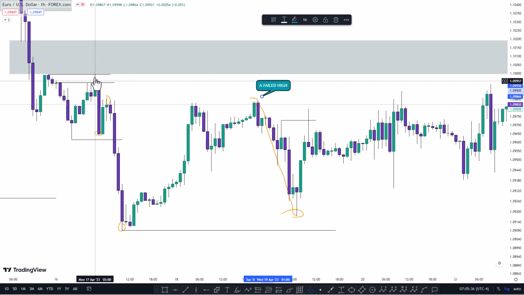Market is creating a pullback within our range. Remember, every time you get a break of structure, you've got a range. Everything else you see is a pullback. We've been trading a pullback of this range.